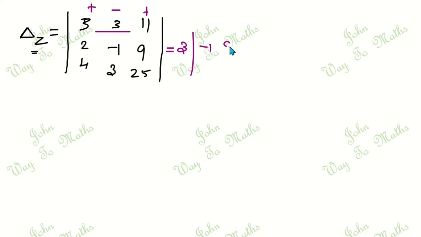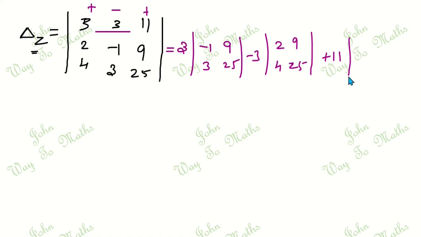So here 3 times the determinant, where the row and column are eliminated. Then minus 1 9 3 25. Then minus 3, where the row and second column will be eliminated. Then remaining 2 4. Then 9 25. Then plus 11, where the first row and the last column will be eliminated. Then remaining entries 2 minus 1 4 3, which is equal to 3 times first diagonal minus second diagonal.